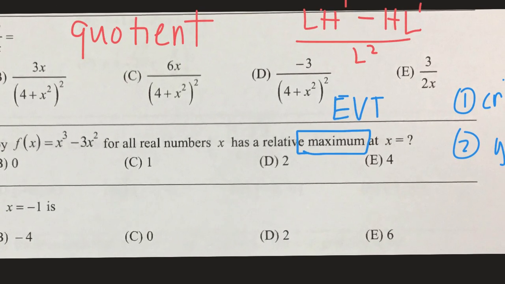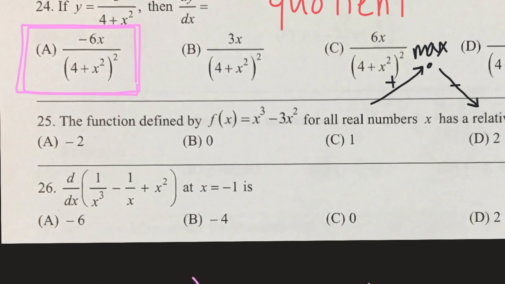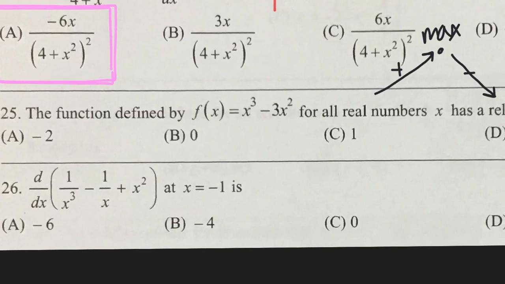So we're looking for the top of our hill, so our graph needs to be going up, and then our graph needs to be going down. So in other words, we have a positive first derivative followed by a negative first derivative, and this is one of your zeros or your critical points. Okay, so let's go ahead and get that done. So let's find the derivative of x to the third minus 3x squared.